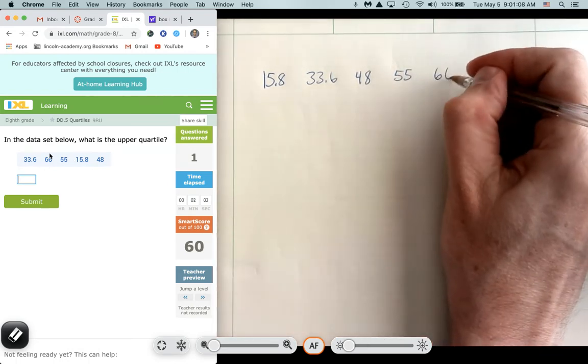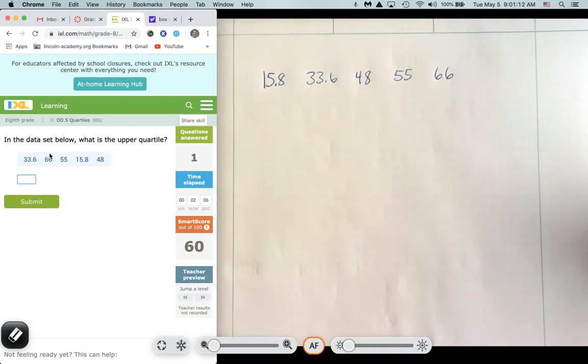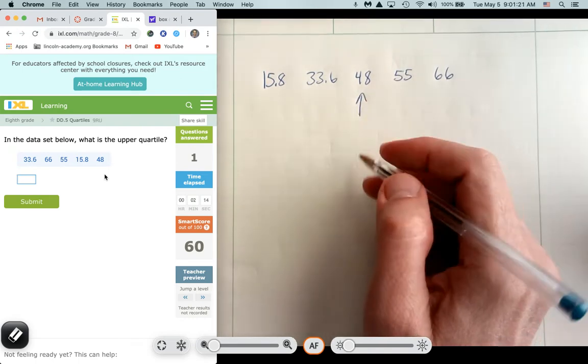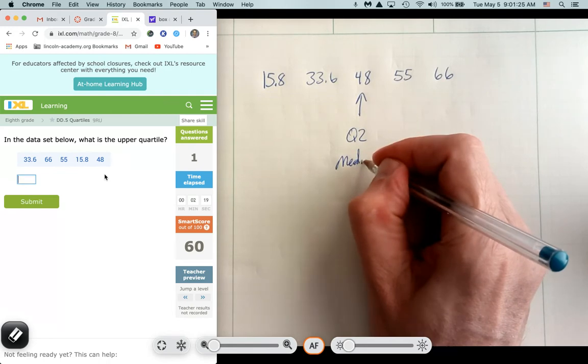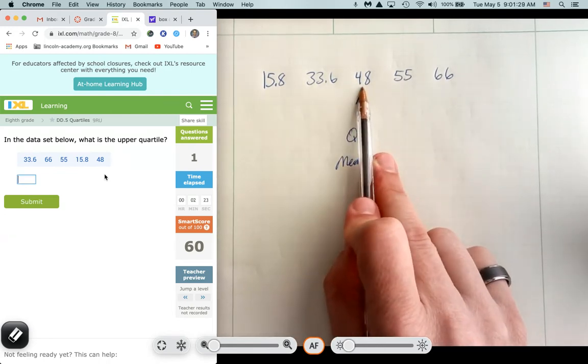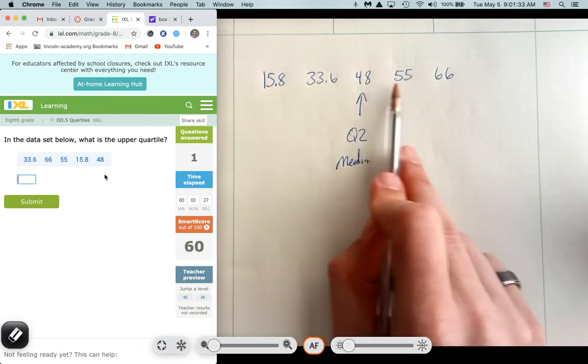I always recommend, once you've done this, counting the numbers: 1, 2, 3, 4, 5. Over here I had 1, 2, 3, 4, 5. So I have all the numbers. Now what I do is I find my median. My median is my quartile 2. Because there is an odd number, I do have a median. Now I don't include the median when I calculate my lower and upper quartile.